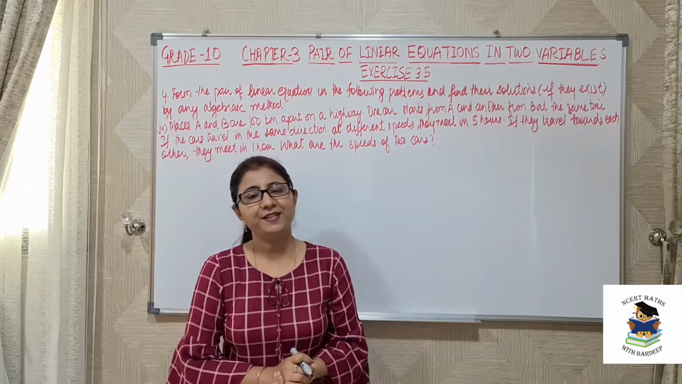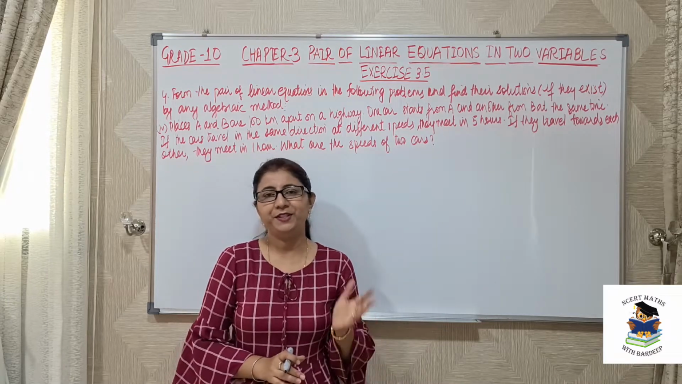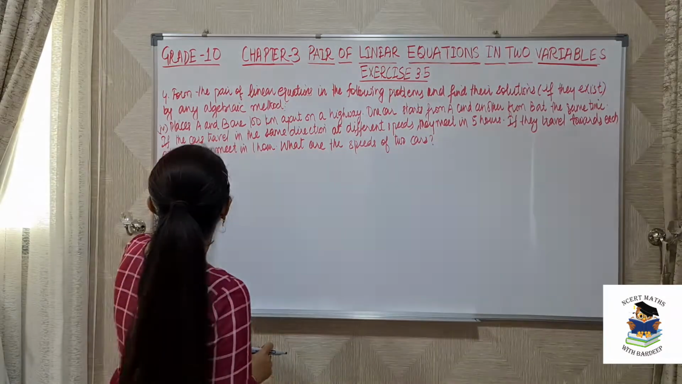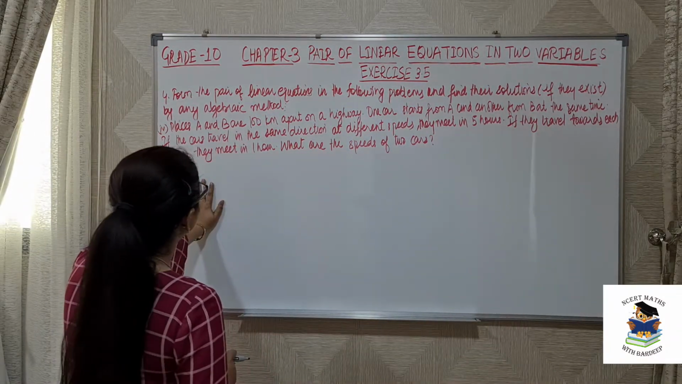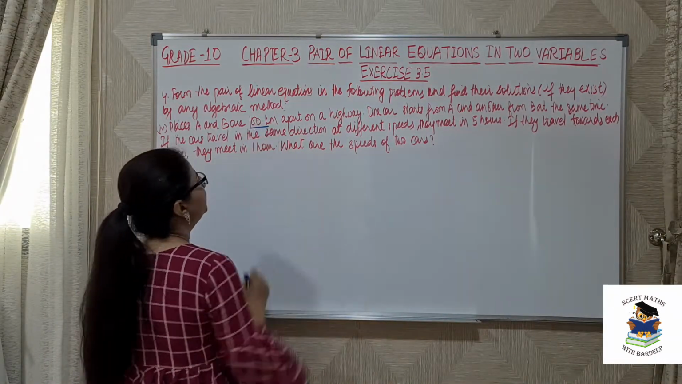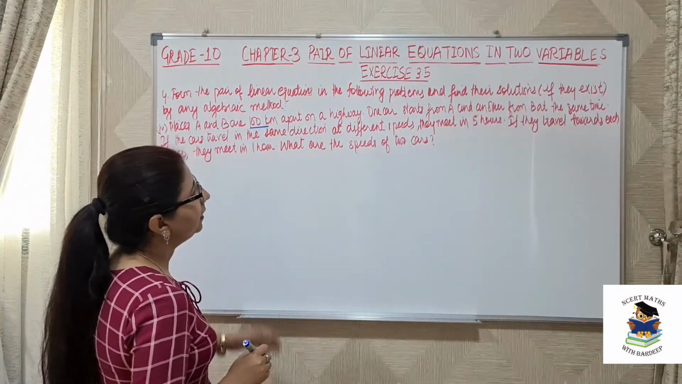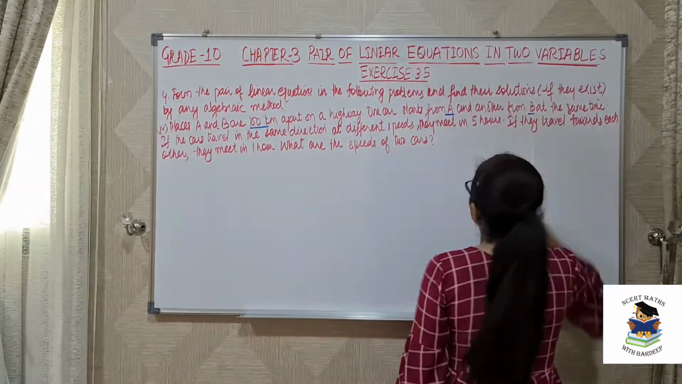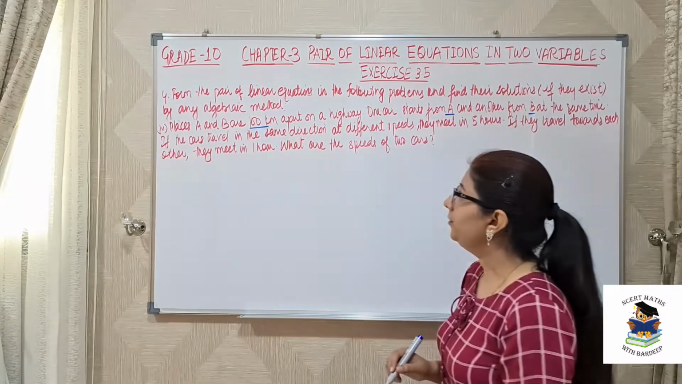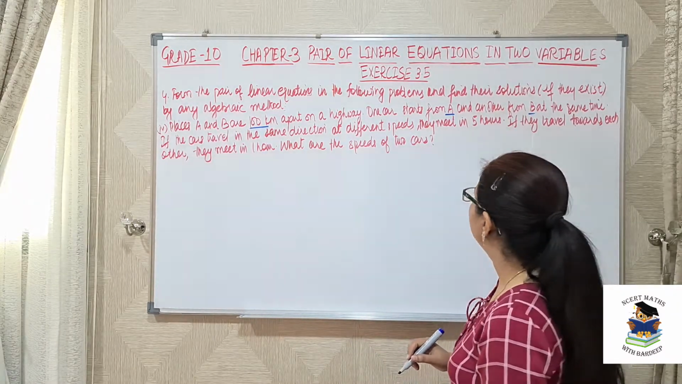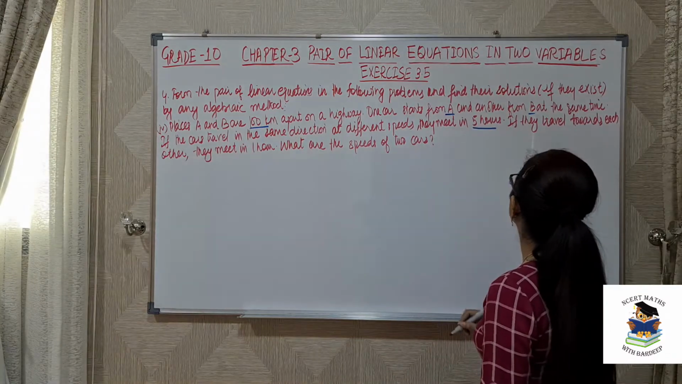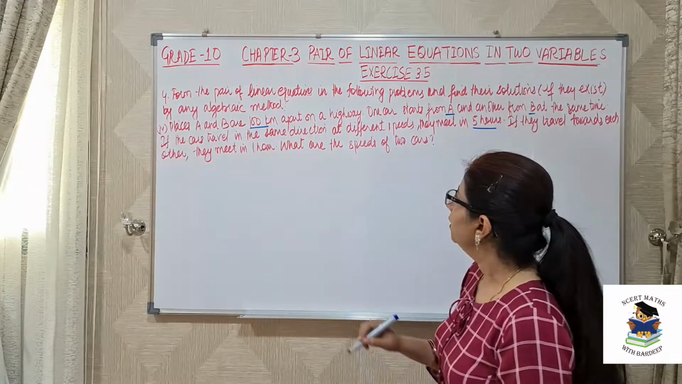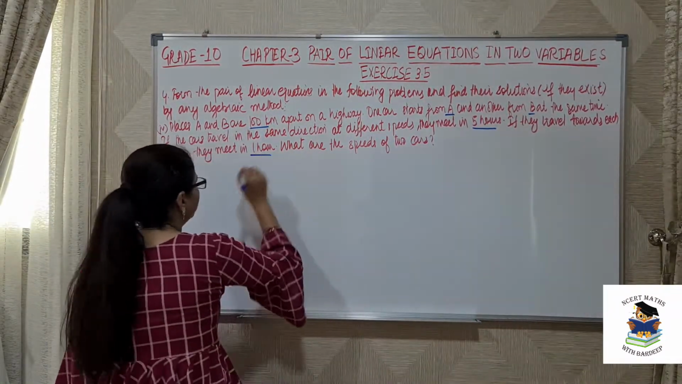Today we are continuing our exercise number 3.5 of chapter 3, that is pair of linear equations in two variables. So the fourth part is: places A and B are 100 km apart on a highway. One car starts from A and another from B at the same time. If the cars travel in the same direction at different speeds, they meet in 5 hours. If they travel towards each other, they meet in 1 hour. What are the speeds of the two cars?